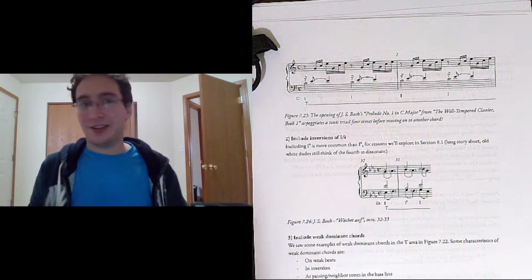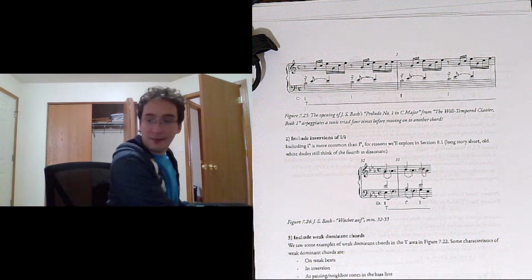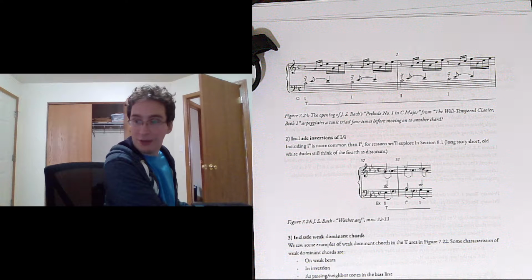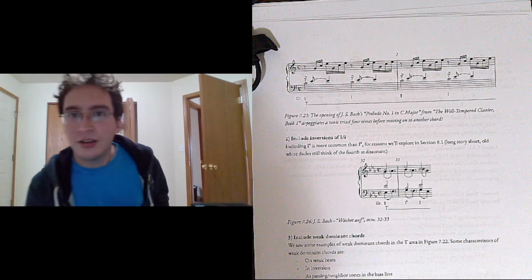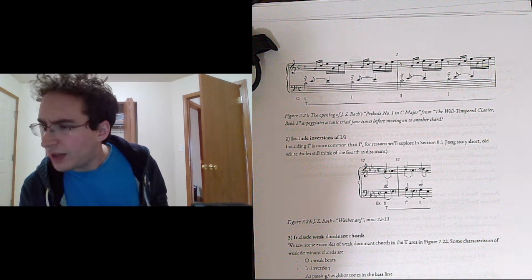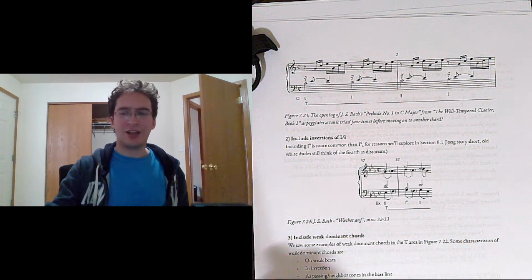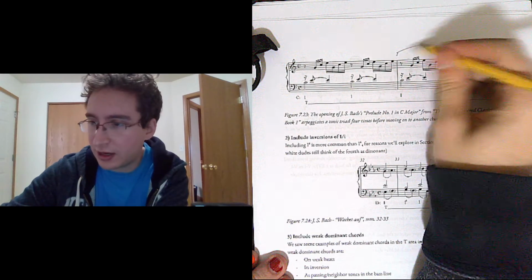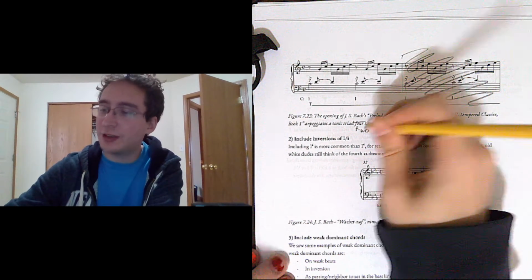This is the opening to a famous piece by Johann Sebastian Bach. It's Prelude number 1 in C major from the Well-Tempered Clavier. And all it does for the first two measures, and then it goes, is that true? Hold on a second. Yeah, I just went to fact check, and that is literally not true. Good thing I'm doing these videos so I don't lie to you any more than I already am. Wow, okay. Yeah, it goes 2 times before moving on to another chord.